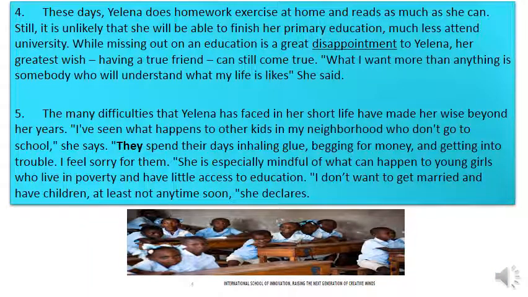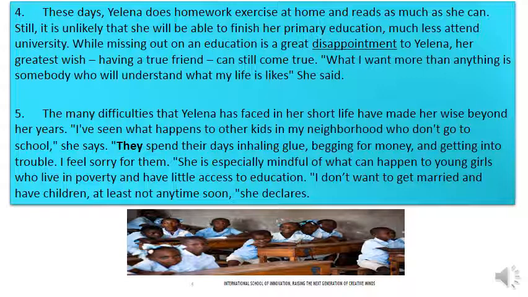Yelena does homework exercises at home now after she went to school, and reads as much as she can. Still, it is unlikely that she will be able to finish her primary education, let alone attend university. While missing out on an education is a great disappointment to Yelena, her greatest wish, having a true friend, can still come true. So Yelena has also now another wish, which is having a true friend. What I want more than anything is somebody who would understand what my life is like.